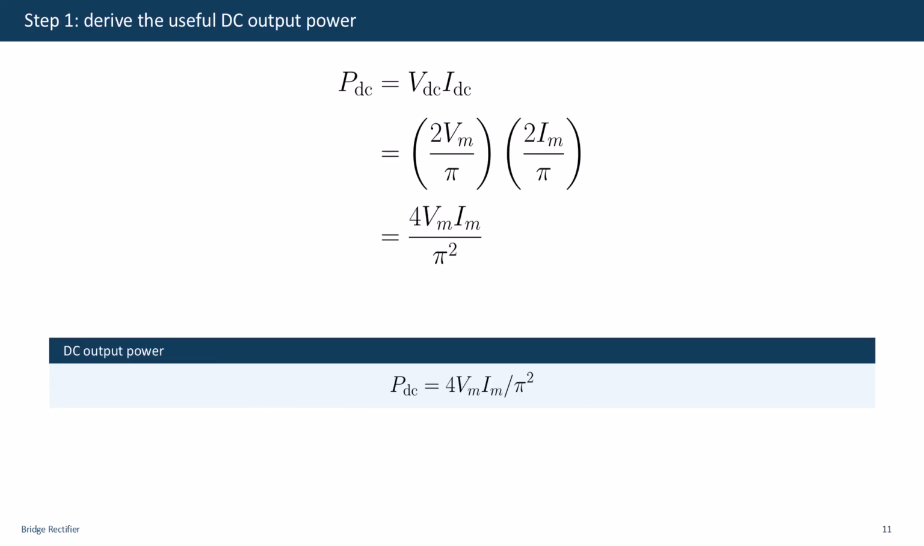The DC output power is the product of the average load voltage and average load current. From the standard full-wave results, VDC equals 2 Vm by pi, and IDC equals 2 Im by pi. Multiplying these quantities gives PDC equal to 4 Vm Im divided by pi squared. This result uses the DC component delivered to the load, not the total RMS heating power. Keep that distinction in mind, because TUF asks how much useful DC power is obtained from the available transformer voltamperes.